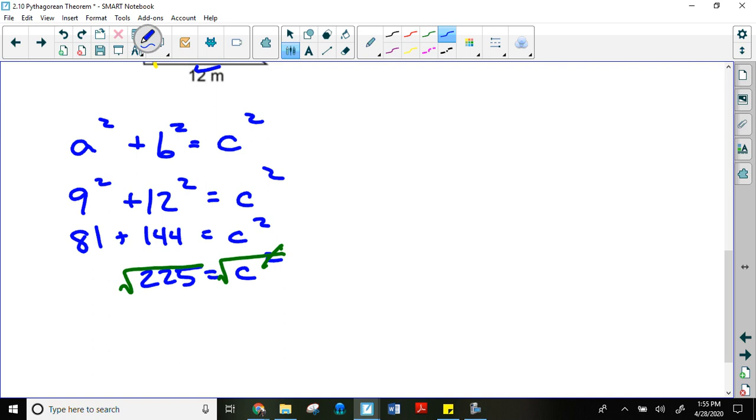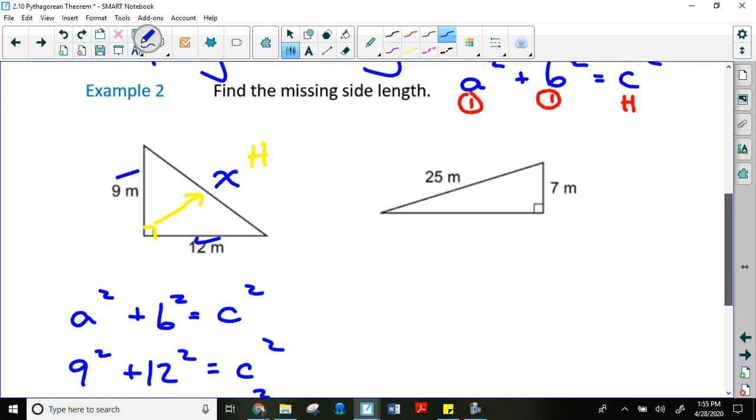So you have to find the square root button on your calculator. Some of you might have to go shift or second function the squared button. That's where mine is. Square root of 225 is 15. Yay. 15 equals c. We did it. So that's our hypotenuse. Oh, and it's meters. I just saw this up here. Include your units.